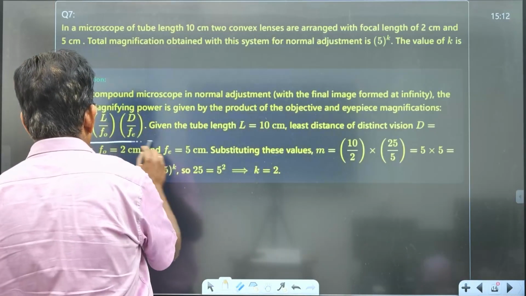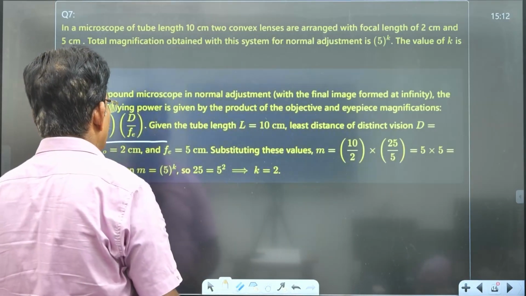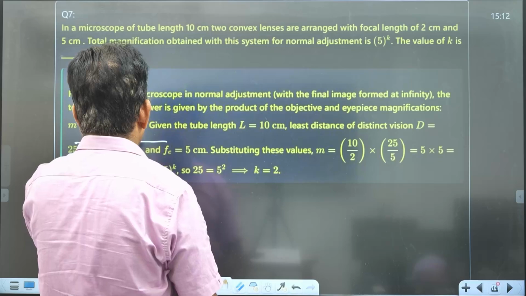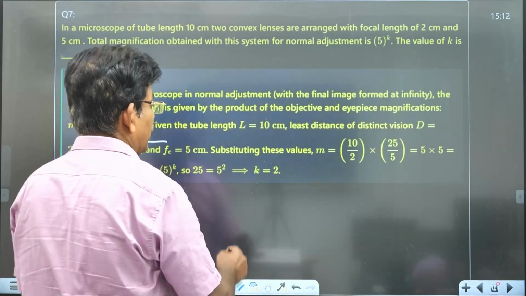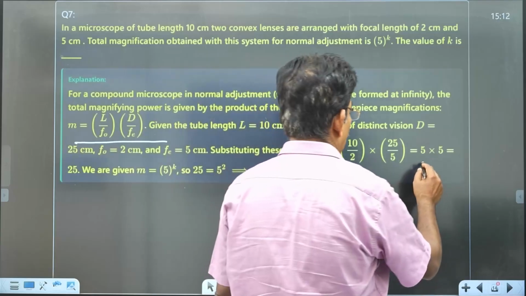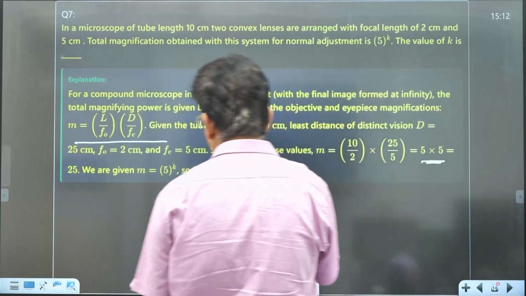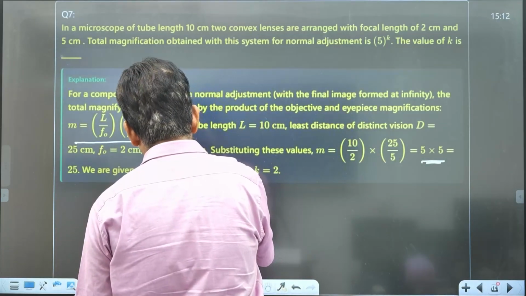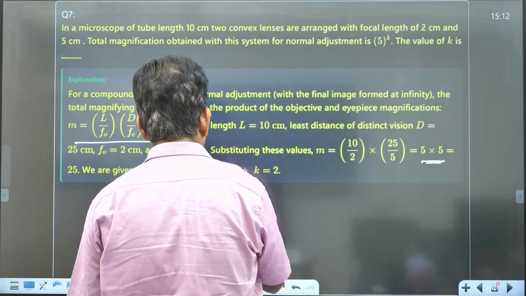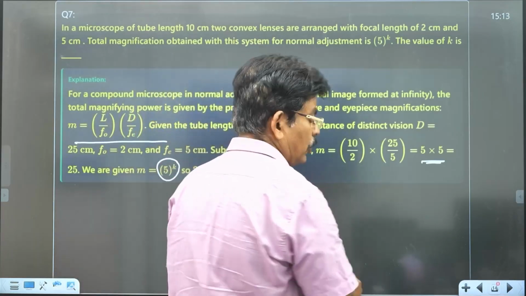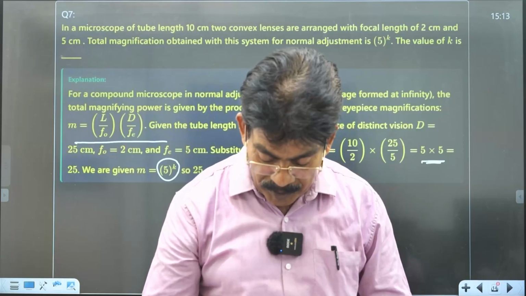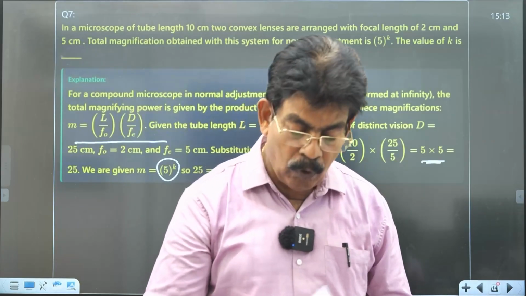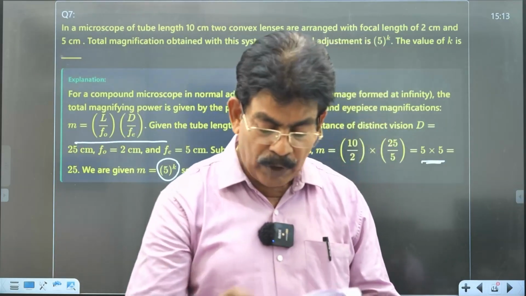We have the ready-made formula L into D divided by FO into FE. L is length of microscope, D is least distance of distinct vision, that is 25. When you work it out, this is coming to be 5 into 5, that is 5 square. So 5 square is equal to 5 to the power of k. Value of k is coming to be 2. So your answer is coming to be 4. We go to the next question.